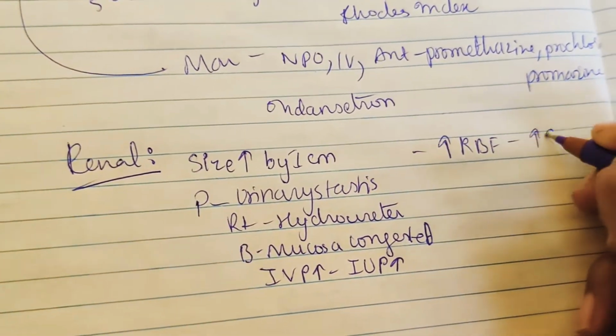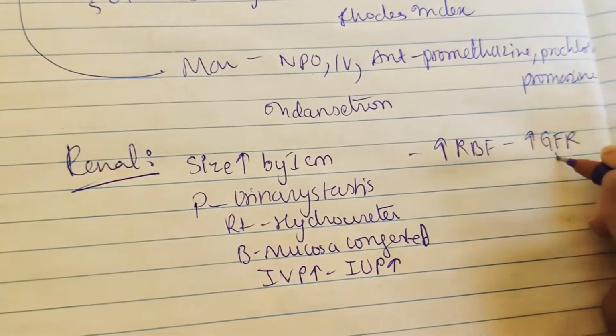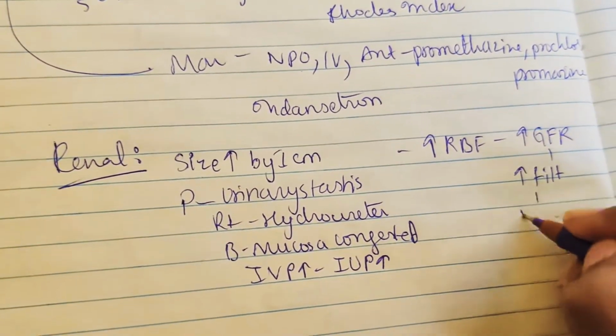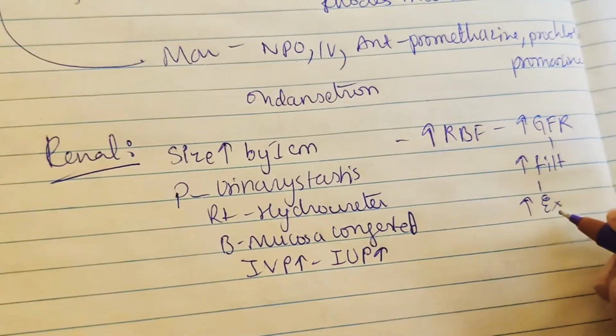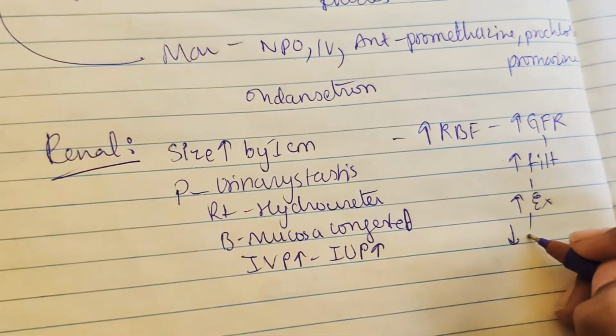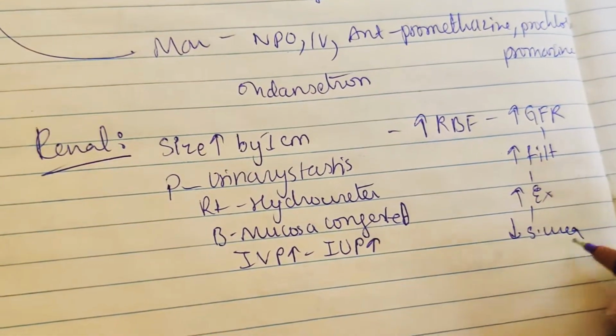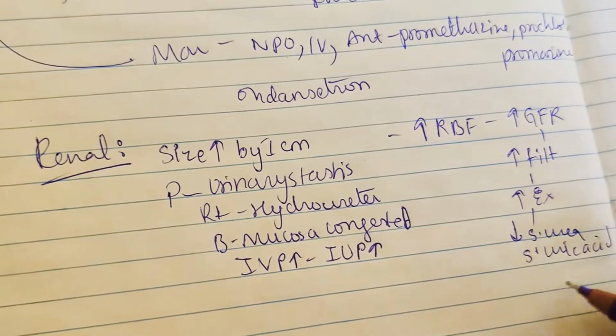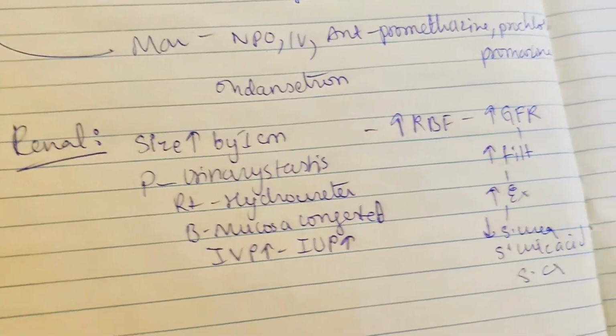So because of this there is increased GFR. Because of this there is increased filtration, and because of this increased excretion of urea, uric acid, creatinine. So decreased S urea, S uric acid, S creatinine. Okay, so this you need to remember.